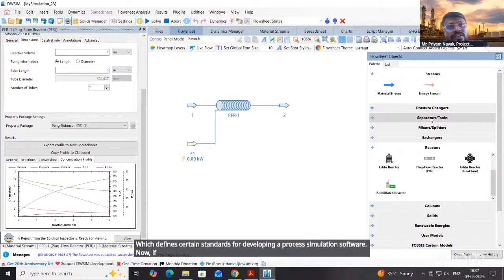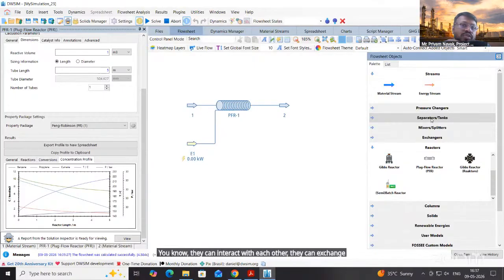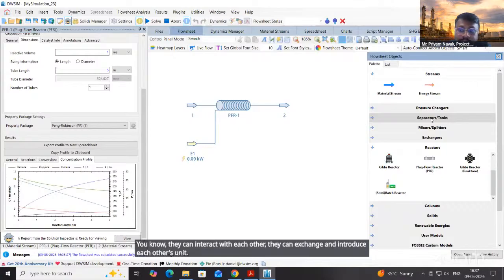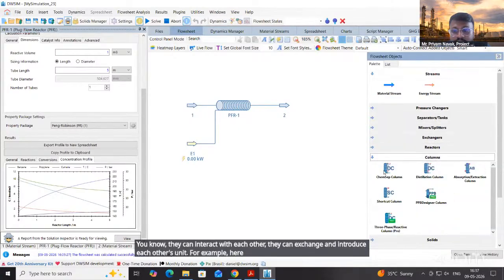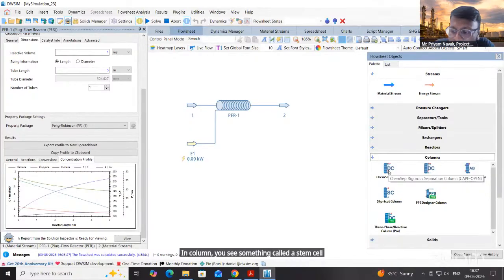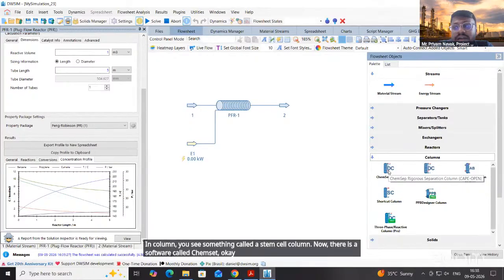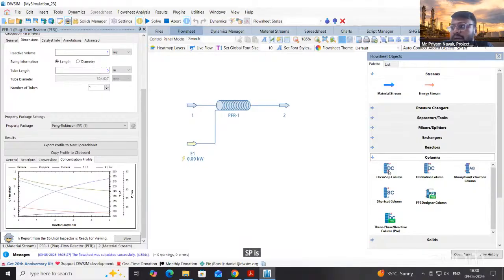Now, if you develop your own process simulation software using those CAPE-Open compliant features, then if there are two softwares, A and B, and they are CAPE-Open compliant, they can interact with each other. They can exchange and use each other's units. For example, here in column, you see something called ChemSep column. ChemSep is a completely separate software. It's not a free software. It's a commercial tool, but a certain version of it is also free. ChemSep is CAPE-Open compliant, and DWSIM is also a software which is CAPE-Open compliant.